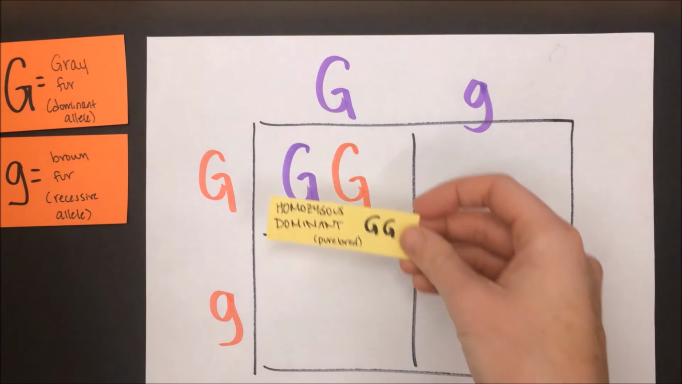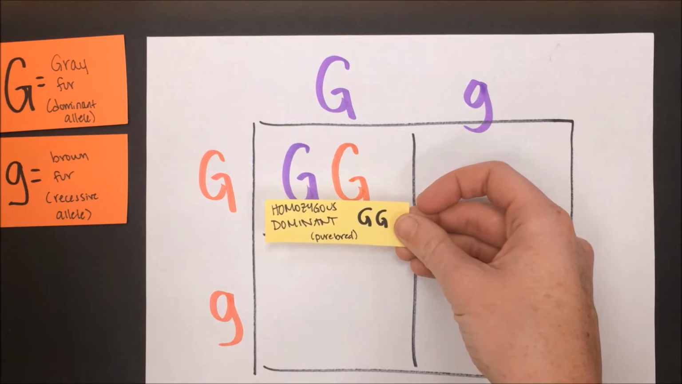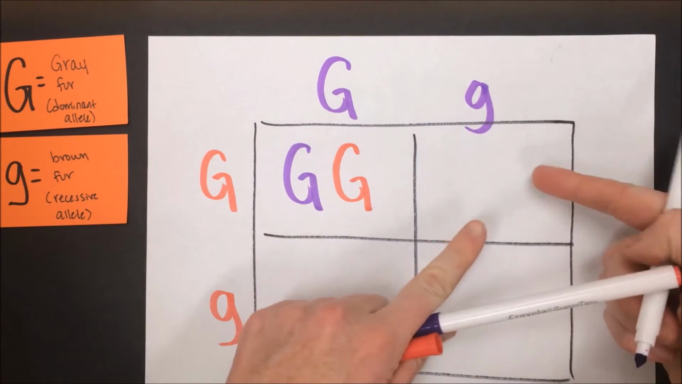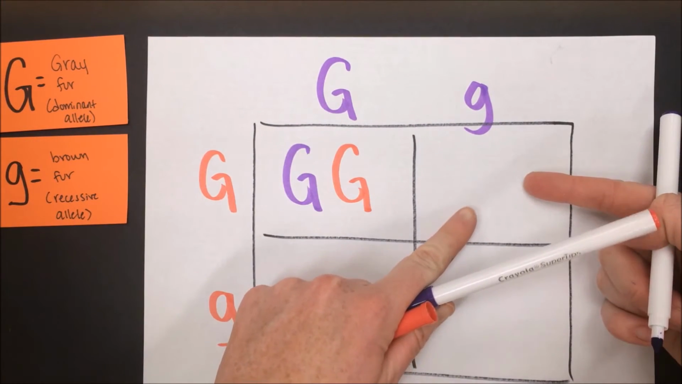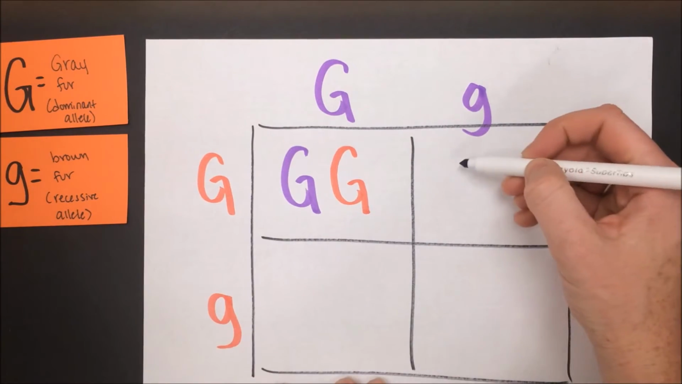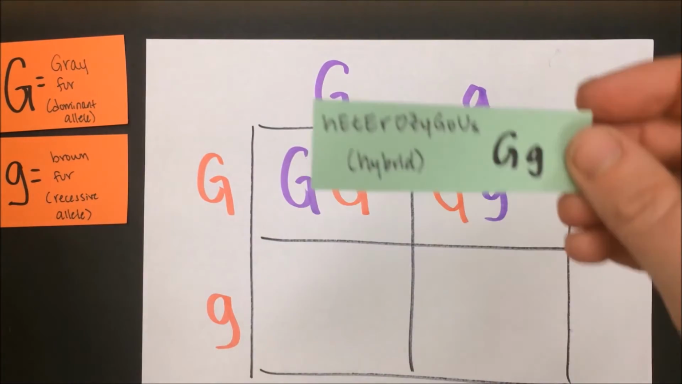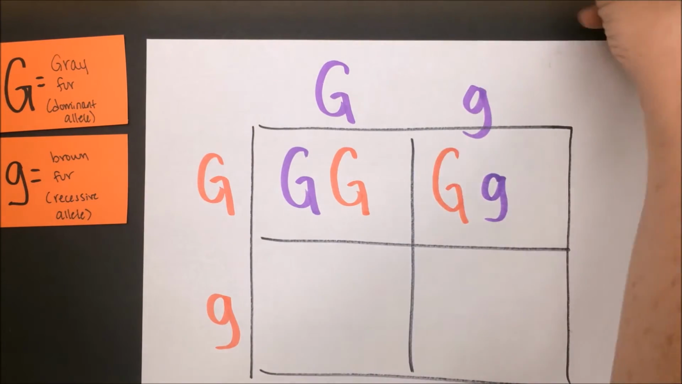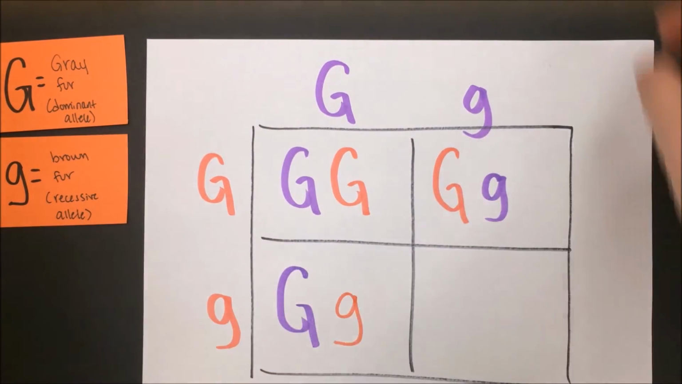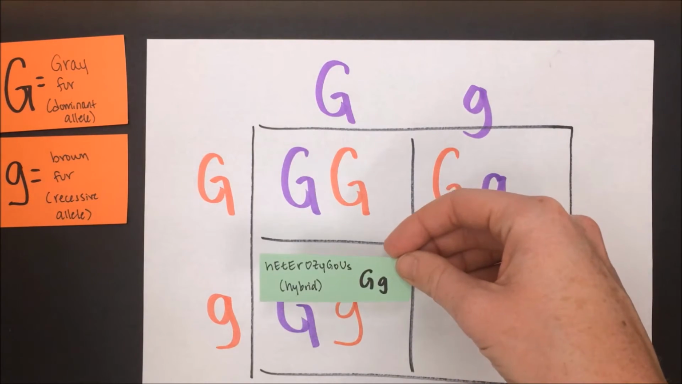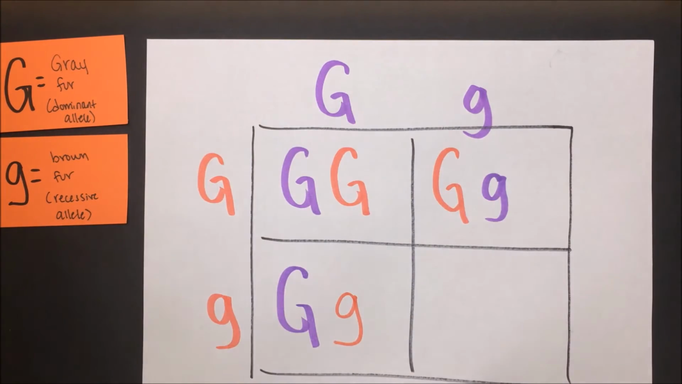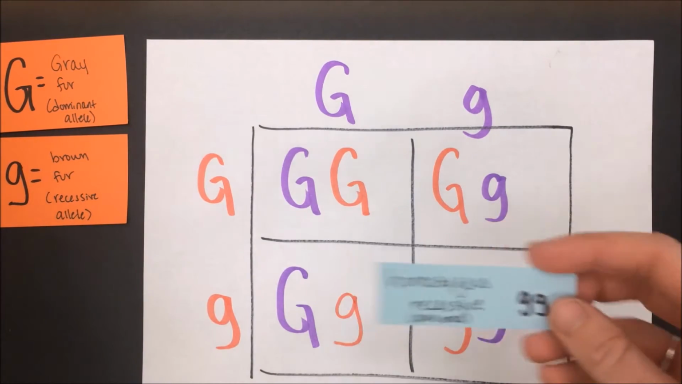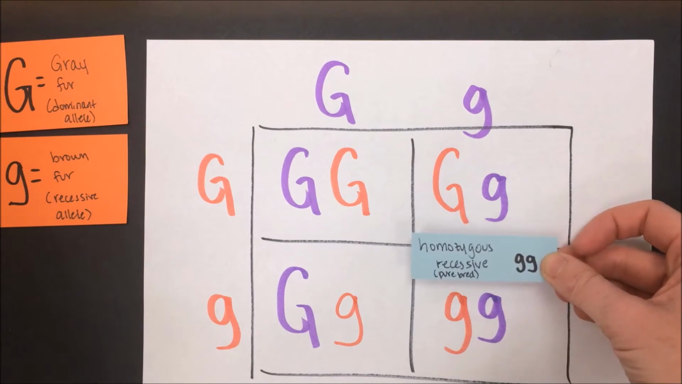In our first square, we see a homozygous dominant or purebred for the dominant trait genotype. Whenever I have both dominant and recessive alleles, I'm always going to write the dominant or capital letter first. Here we see a heterozygous or hybrid genotype. Here we have another heterozygous or hybrid genotype. And last but certainly not least, we have a homozygous recessive 2 lowercase g's genotype.